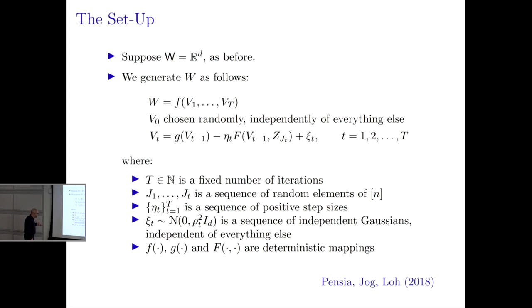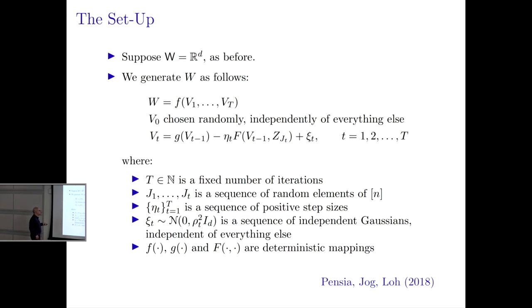Now, at each iteration, there's going to be a randomly chosen index from the set 1 through n. And at each iteration, we're going to take the previous iterate and process it based on that. So j_t is a random index. We reach into our data set and we grab the jth element. We'll put that in. And then on top of everything, we'll also add Gaussian noise.